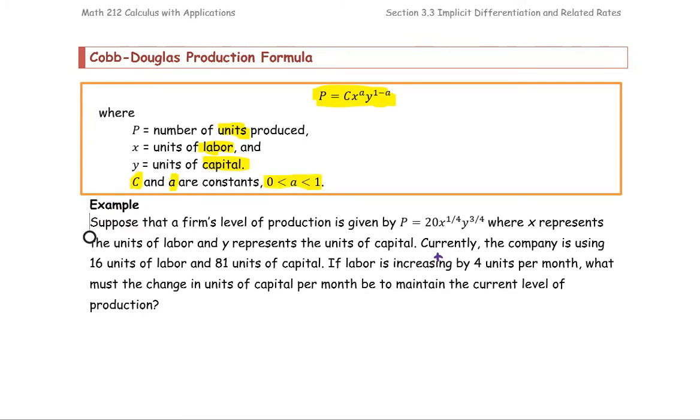In this example, suppose a farm's level of production is given by the equation P equals 20 times x to the power 1 over 4 times y to the power 3 over 4. X represents units of labor, y represents units of capital. The company is using 16 units of labor at the current level, 81 units of capital. If the labor is increasing by 4 units per month, what must the change in units of capital per month be to maintain the current level of production?